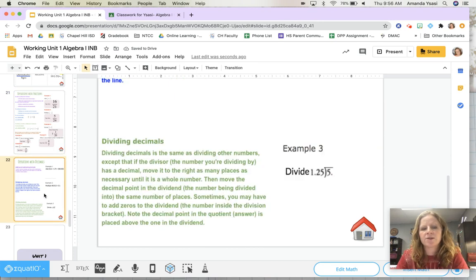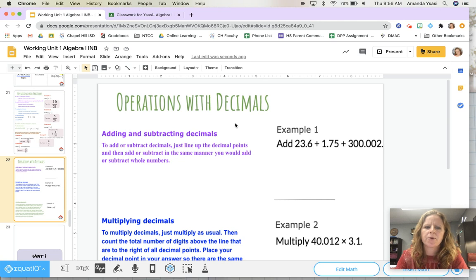Next review is our decimals. Operations with decimals, adding and subtracting decimals. To add or subtract decimals, just line up the decimal points and then add or subtract in the same manner you would add or subtract whole numbers. Okay, so we need to line these up.